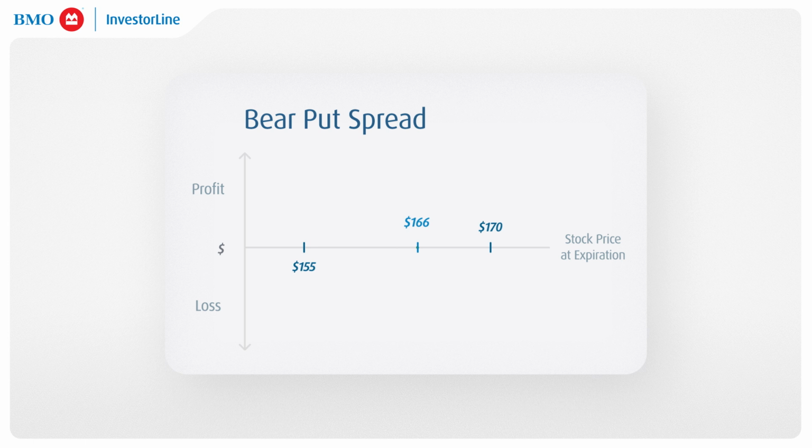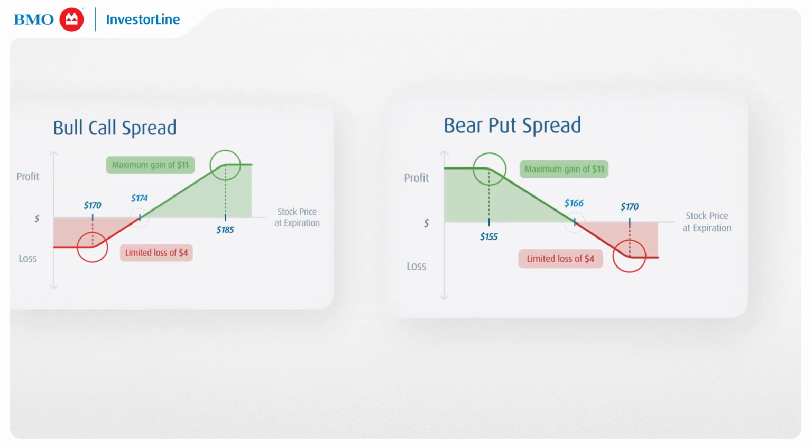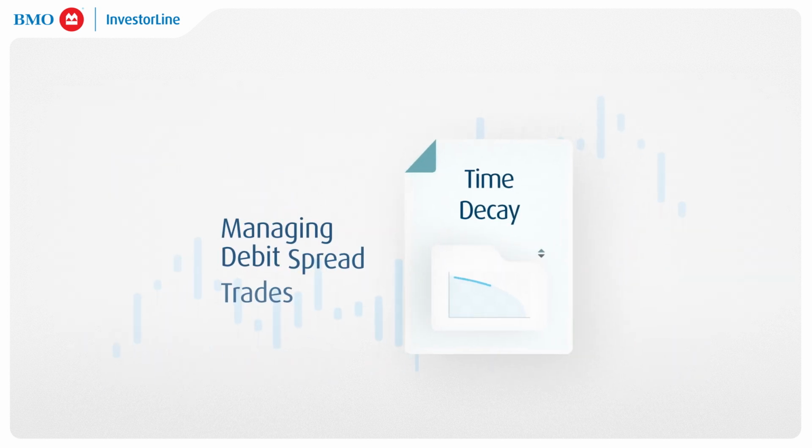If XYZ declines below the lower strike price of $155, the strategy will realize the maximum profit potential of the distance between the two strikes of $170 and $155 minus the net premium paid for a total of $11. And if XYZ were to stay above the higher strike price of $170, you would realize the maximum loss potential of $4. In both examples, only if XYZ were to move beyond the short strike of the strategy would you realize the full profit potential at expiration. And if the stock did not move, you would realize the full loss potential on the strategy. Even if the stock were to move slightly in your favor, but did not exceed the break-even price, you would not be profitable.